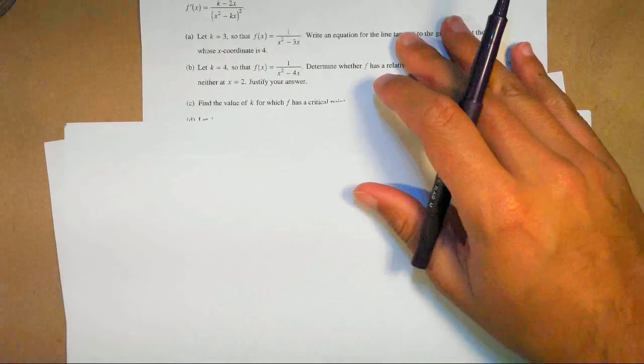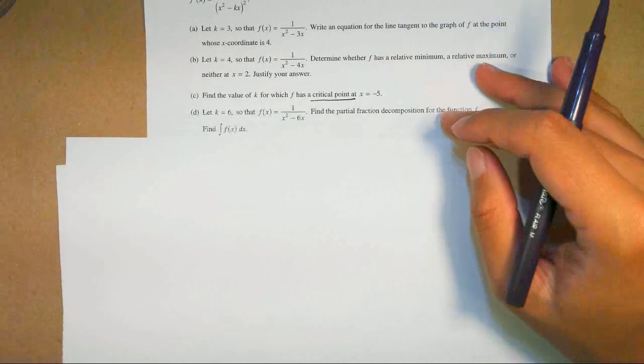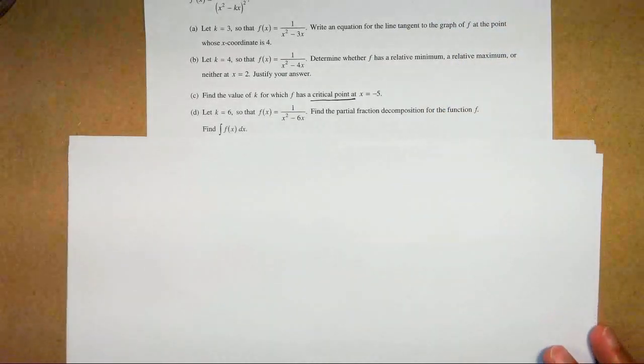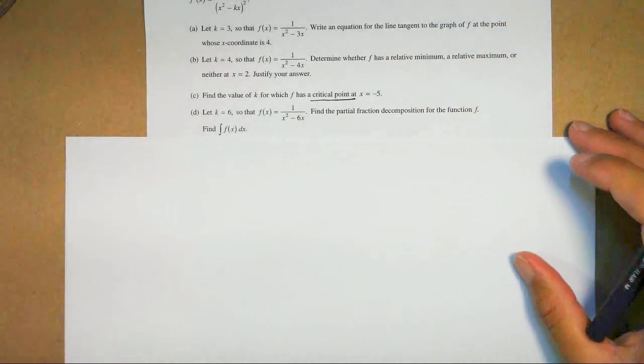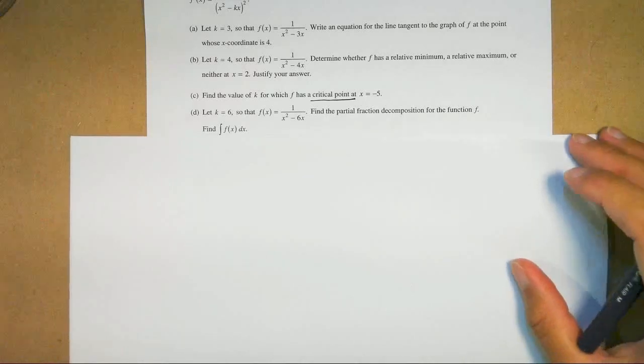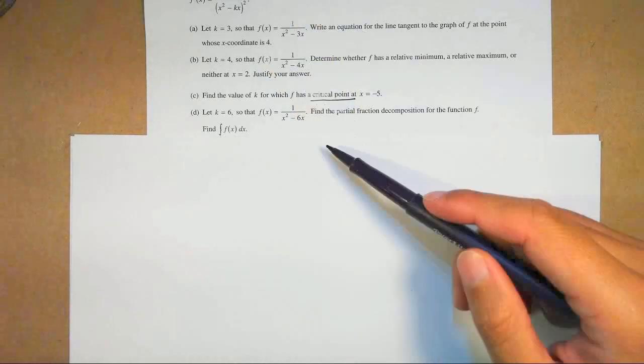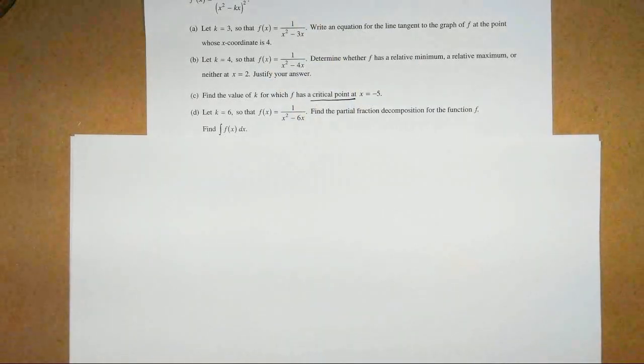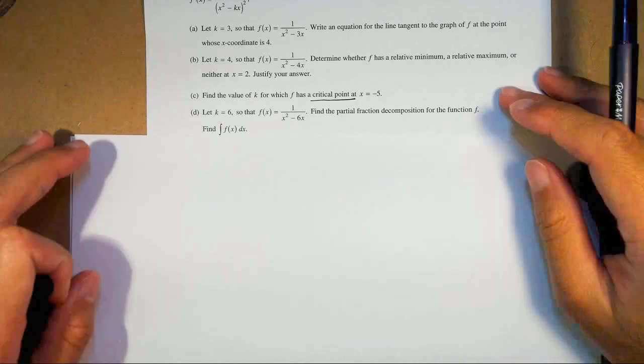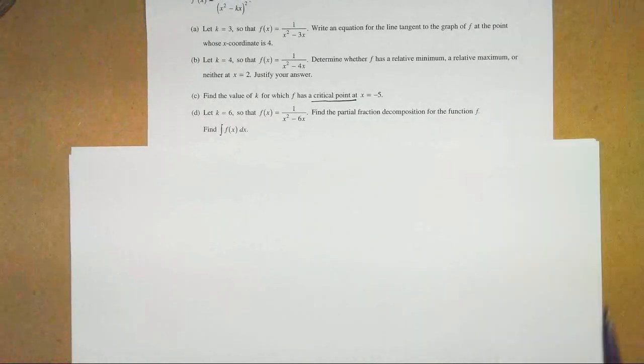Now part D is a tricky one if we're not so good with partial fractions. Okay? So moving on to part D. It says let k equals 6 so that f of x equals 1 over x squared minus 6x. They took the 6 and plugged it into the original equation. It says find the partial fraction decomposition for the function f. Then it says find the integral of that.